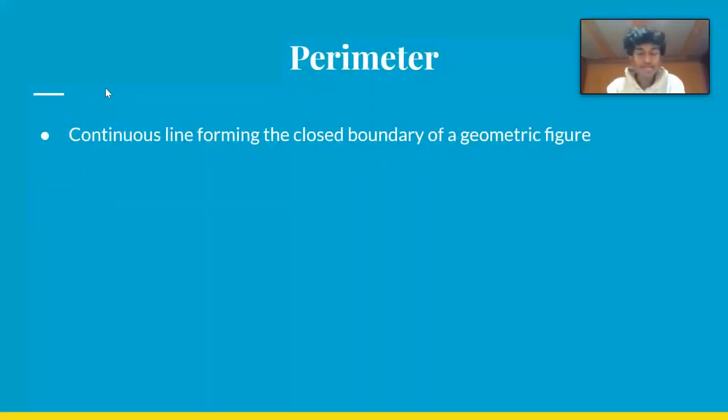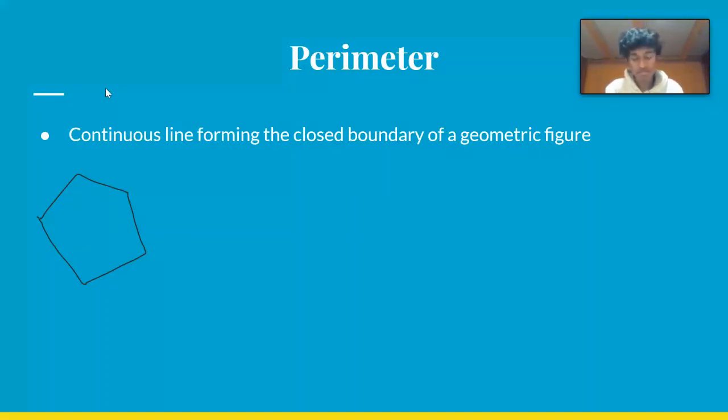Alright, so what exactly is perimeter? Perimeter is defined as the continuous line forming the closed boundary of a geometric figure. For example, if I had this five-sided shape, the perimeter is the black boundary. This black boundary represents the perimeter.